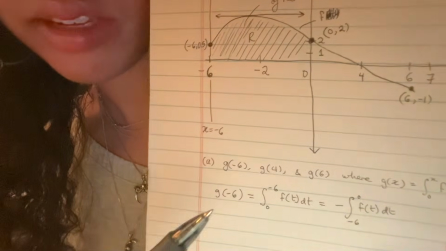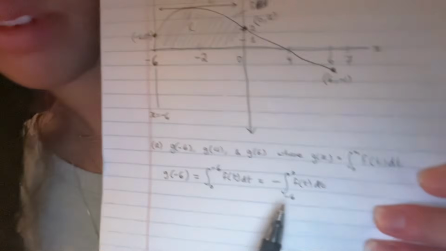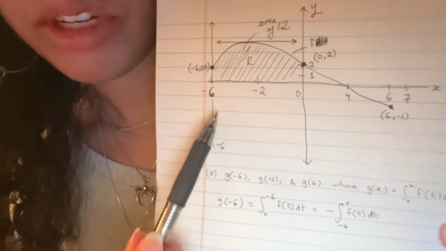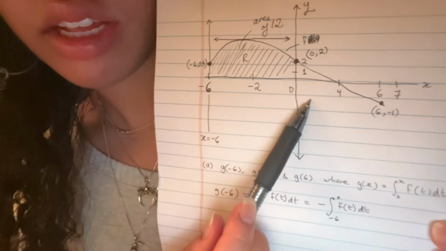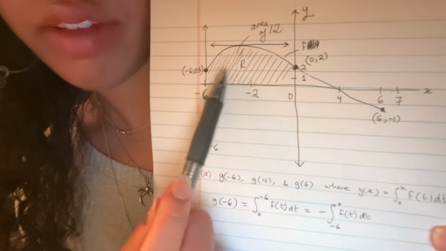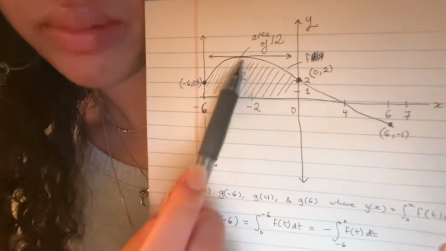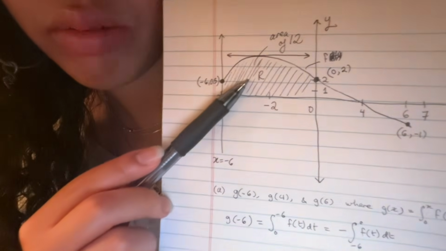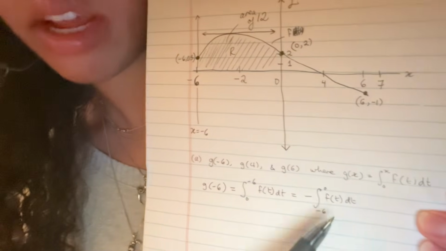but yeah, anyway, this is a pretty straightforward one because the integral from -6 to 0 of f would just be the area under the curve from -6 to 0 of f, which was given in the problem as region R, which has an area of 12. So the answer here is just -12.